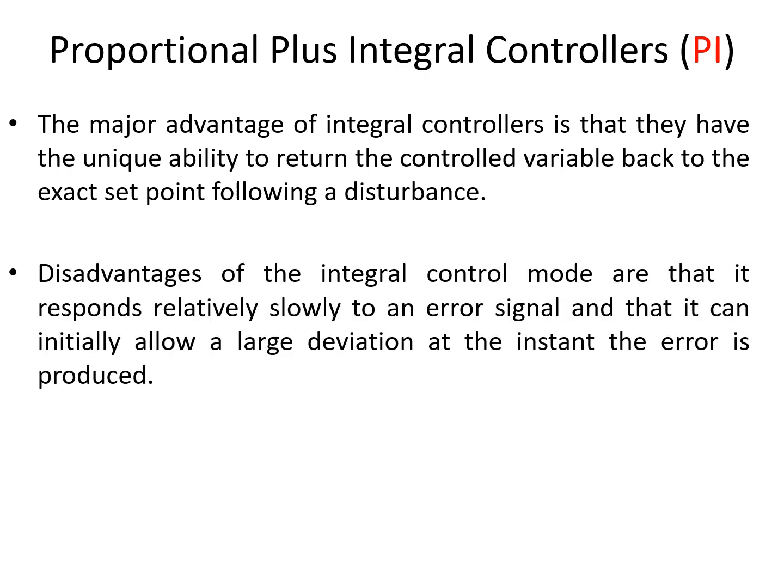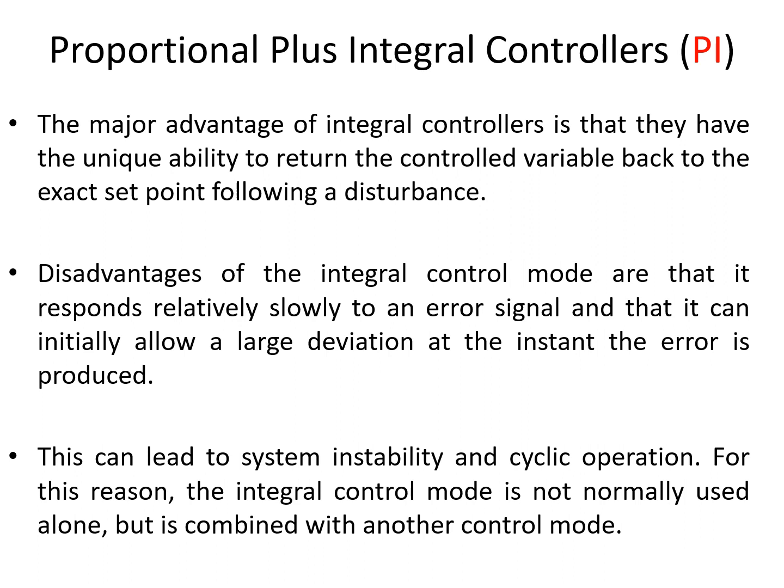The major advantage of the integral controller is that it has a unique ability to return the controlled variable back to the exact set point following a disturbance. The disadvantage of the integral controller is that it responds relatively slowly to an error signal, and it can initially allow a large deviation at the instant the error is produced. Because of this, the system becomes unstable and the operation becomes cyclic. For this reason, integral control mode is not normally used alone, but is combined with another control mode.